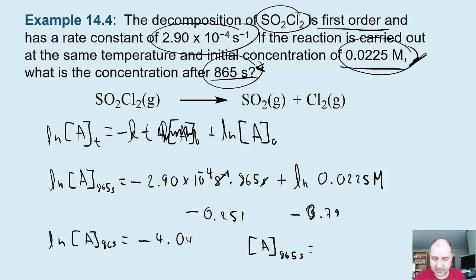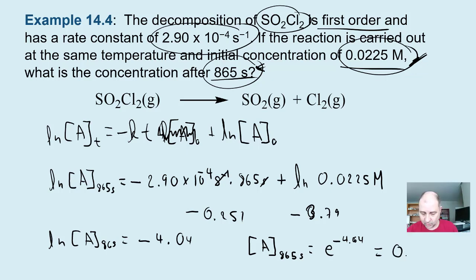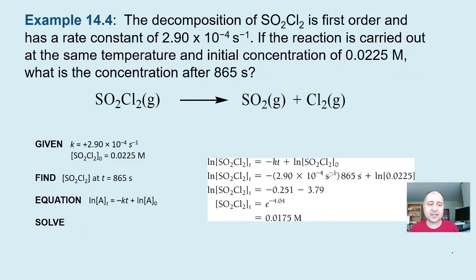So the last step is solving for the concentration of A at time 865 seconds. So I take the inverse natural log, which is Euler's constant, to that number over here, e to the minus 4.04, and you need to just figure out how to use this in your calculator, and when you solve that, you get a concentration of 0.0175 M.